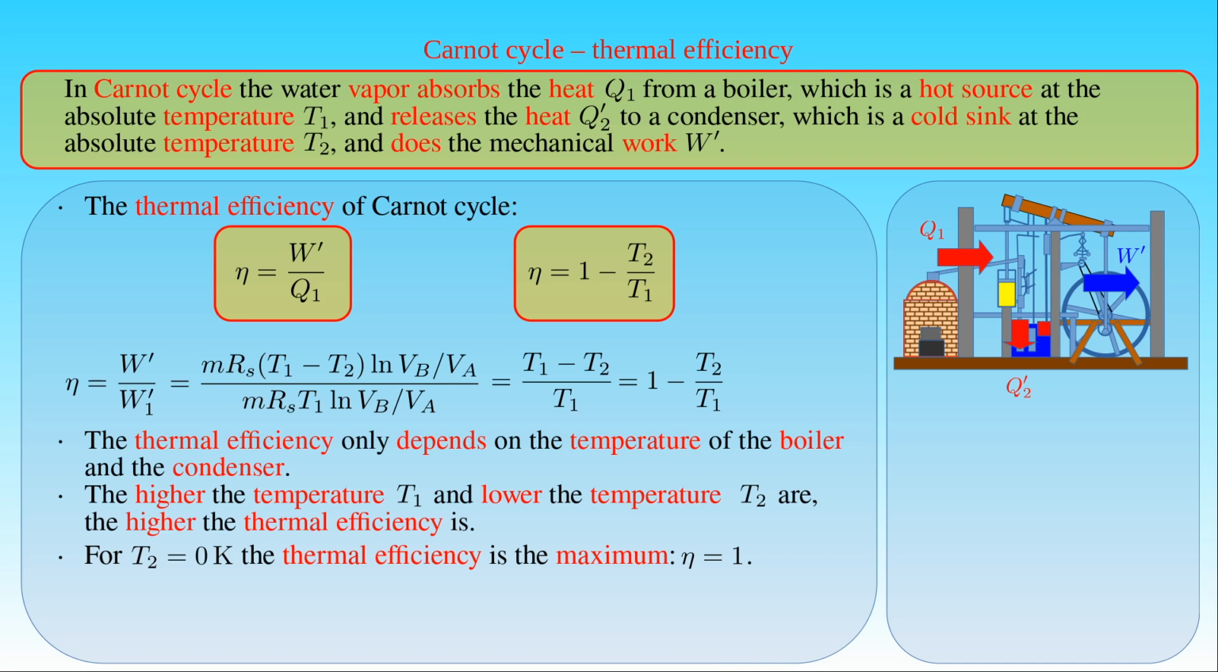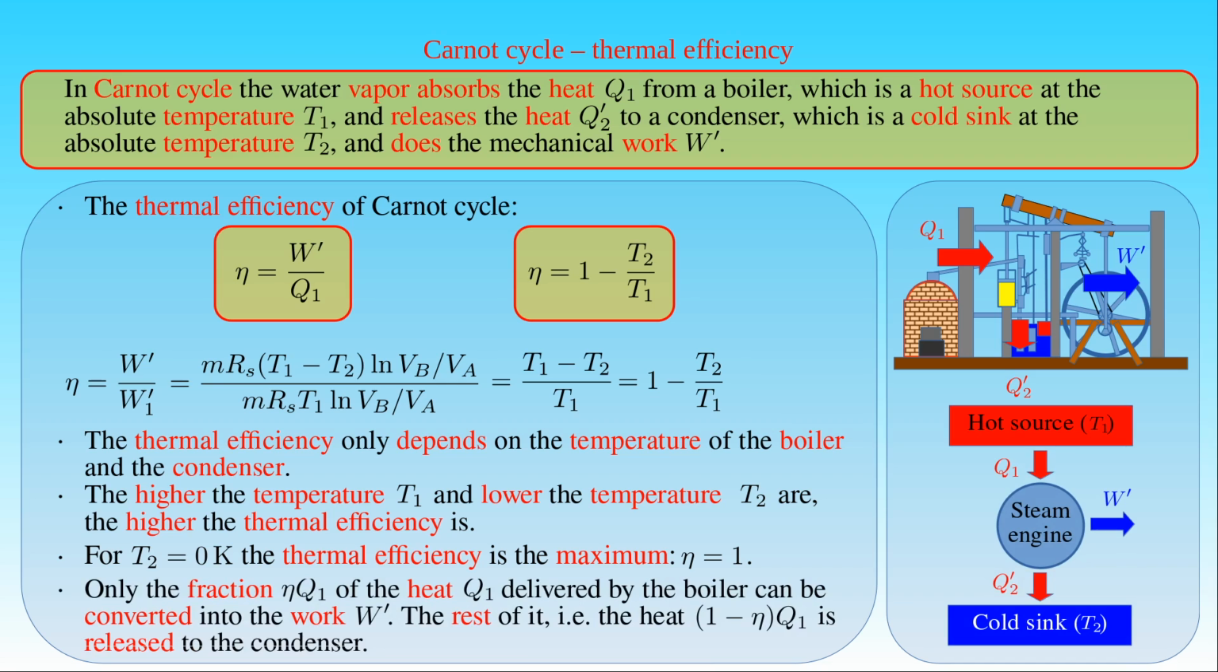In fact, it is impossible for both practical and theoretical reasons, and the value of Eta is always less than 1. As a result, in the Carnot cycle converting the heat into work with some loss, only a fraction Eta times Q1 of the heat Q1 delivered by the boiler or the hot source can be converted into the work W'. The rest of it, which is equal to (1 minus Eta) times Q1, is released to the condenser or the cold reservoir.